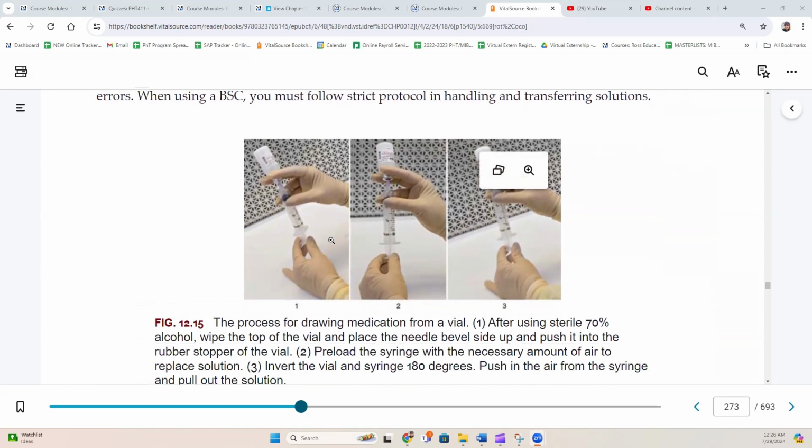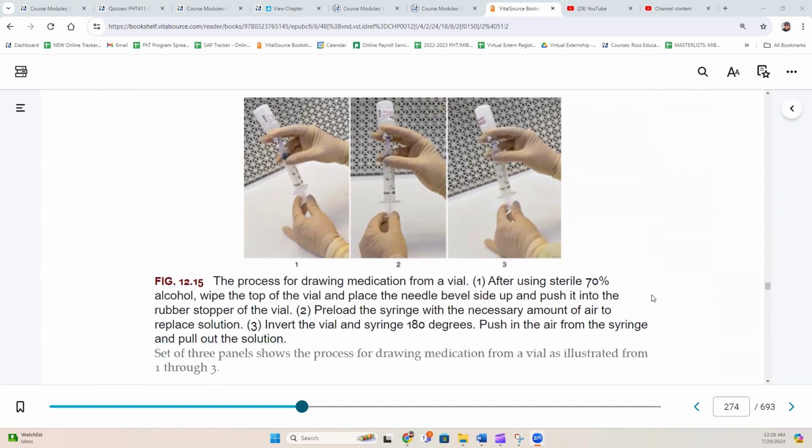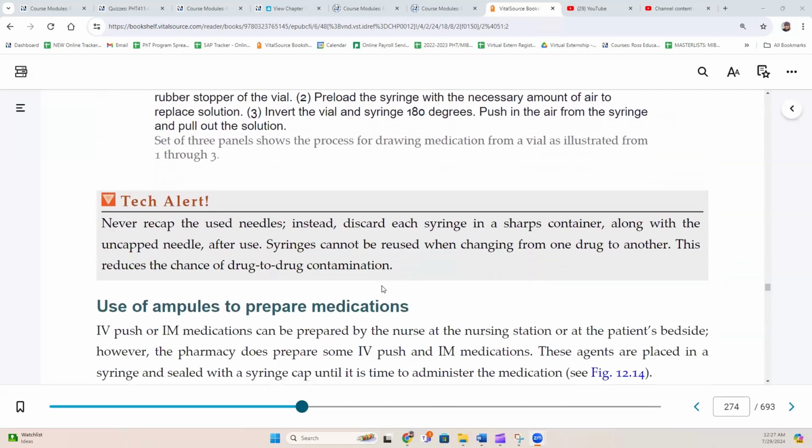So here is figure 12.15 as I mentioned above. This is the process for drawing medication from a vial. After using the sterile 70% alcohol wipe, you're going to wipe the top of the vial and place the needle bevel side up and push it into the rubber stopper of the vial. You're going to preload the syringe with the necessary amount of air to replace the solution. Invert the vial and syringe 180 degrees, push in the air from the syringe, and pull out the solution.